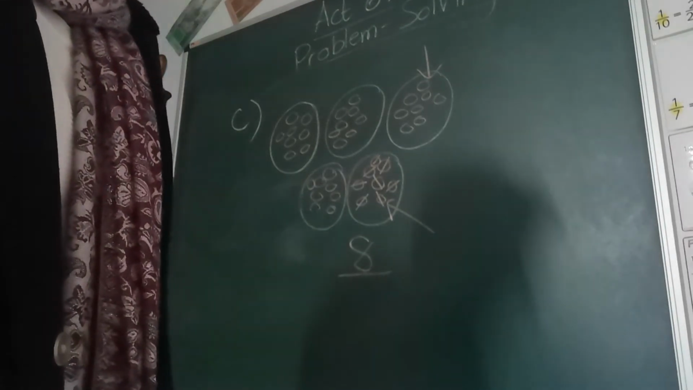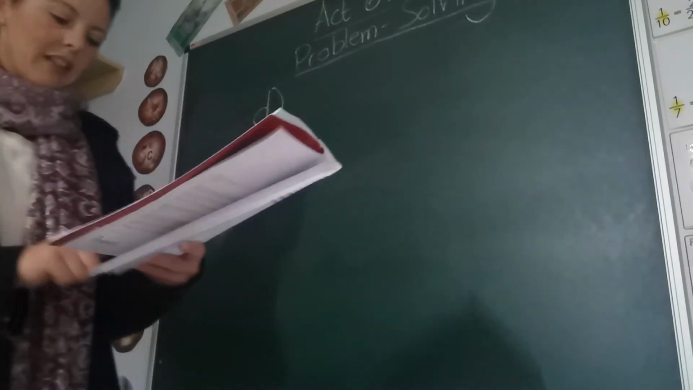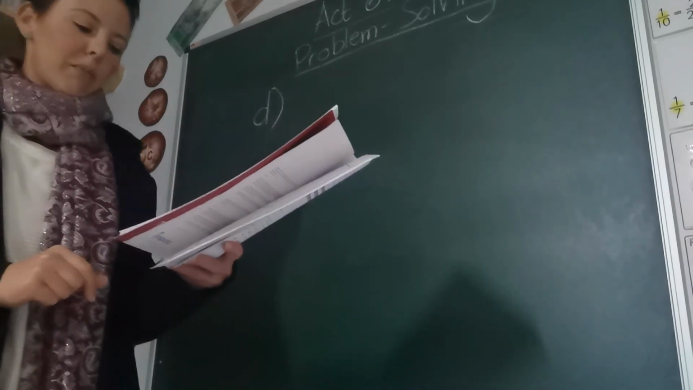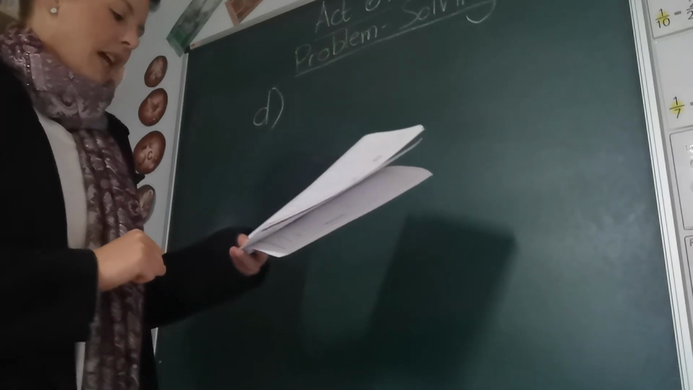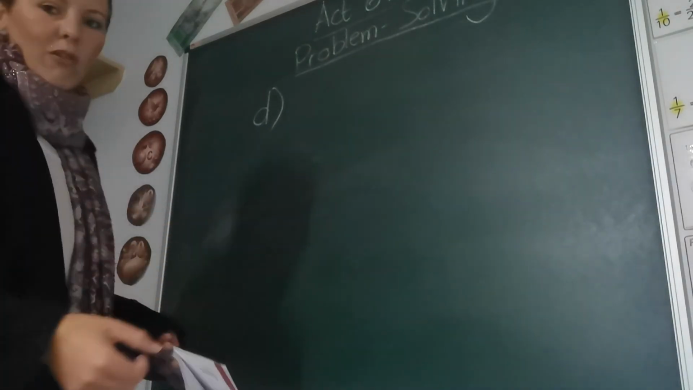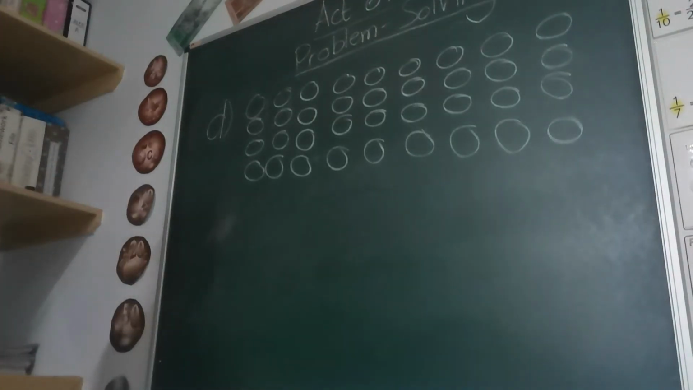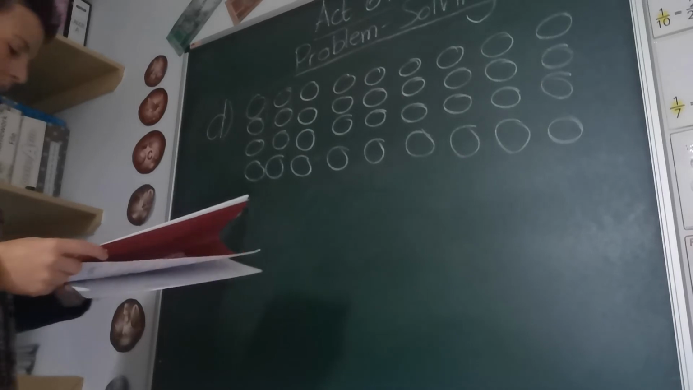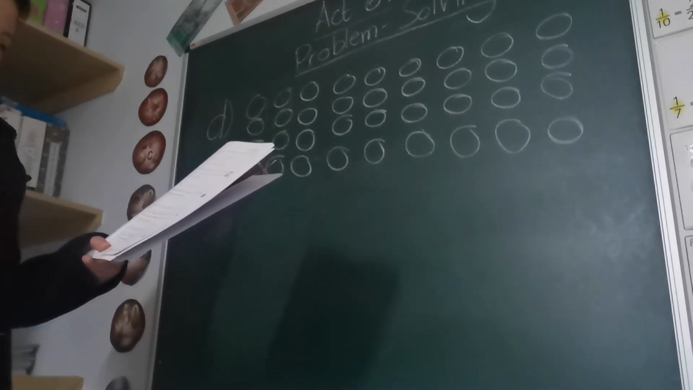Okay, let's do the last one. So the last one is D. Mom gives John 36 apples to pack into baskets. He packs 4 apples into each basket. How many baskets can be packed? Okay, so let's draw our 36 apples. Okay, there is our 36 apples. So Mom gives John 36 apples to pack into baskets. He packs 4 apples into each basket.